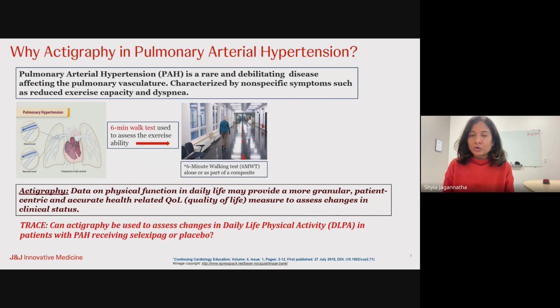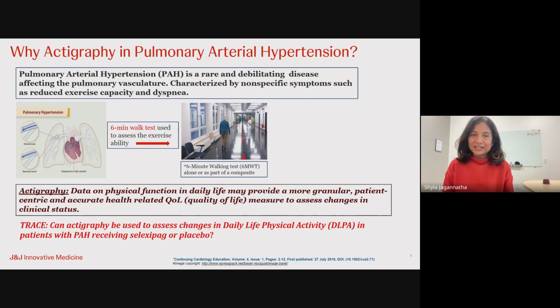Actigraphy can provide more granular, patient-centric, and accurate measures to assess changes in the status of the subjects in their daily functioning, and it can be measured in real life. And so, actigraphy can be a useful measure in this indication. For this, J&J had a phase 4 study designed to address whether actigraphy can be used to assess changes in daily life physical activity in patients with PAH who are receiving either placebo or selexipag.